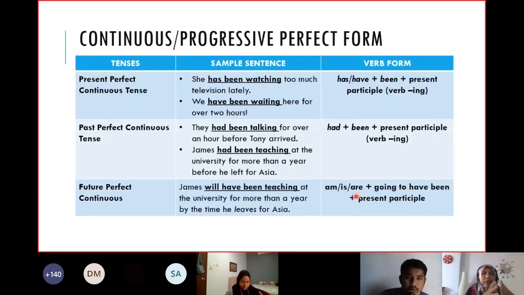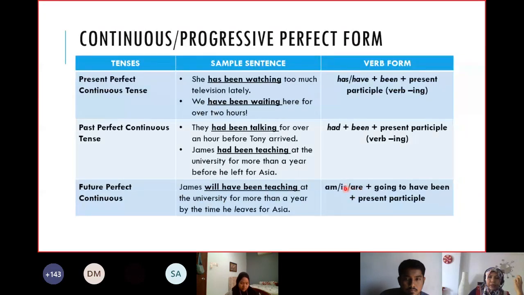Now, let's look at the other one, the continuous perfect form. So now we have continuous form plus the perfect form. Continuous, the verb would be with ing. Perfect would be with has, have, or had. Same pattern for all, present, past, or future. Has, have plus been plus present participle, meaning verb with ing. Had, past: had plus been plus present participle, meaning verb with ing. So future perfect continuous, will have been teaching.